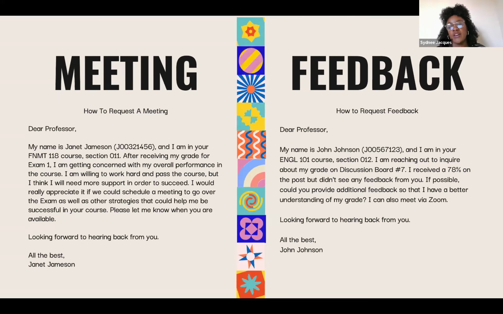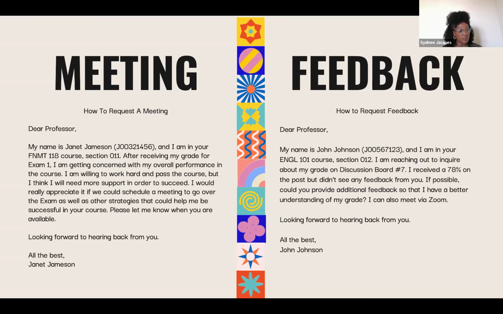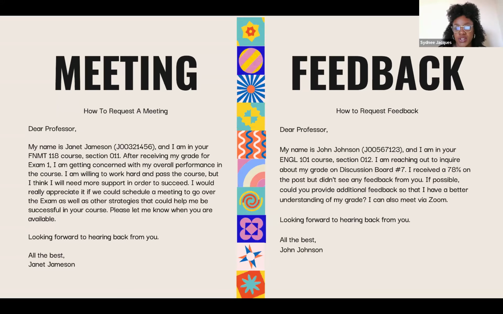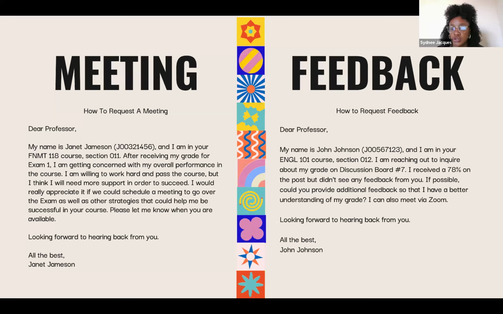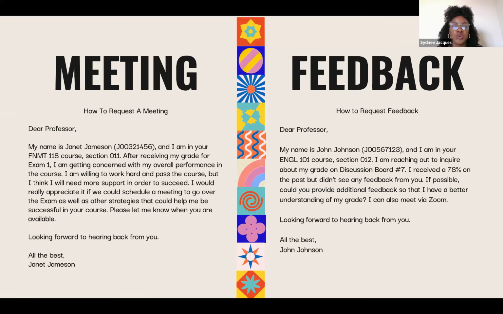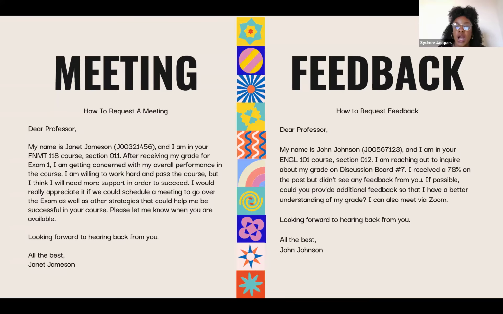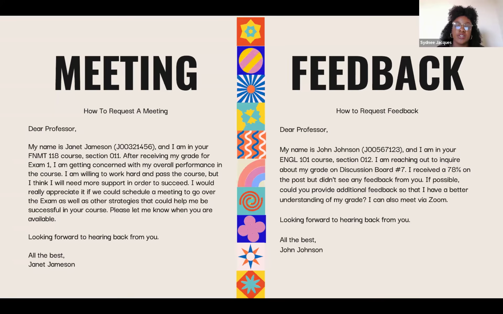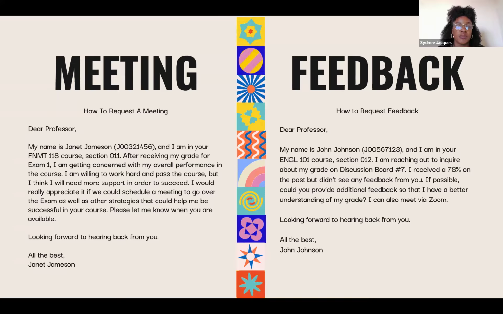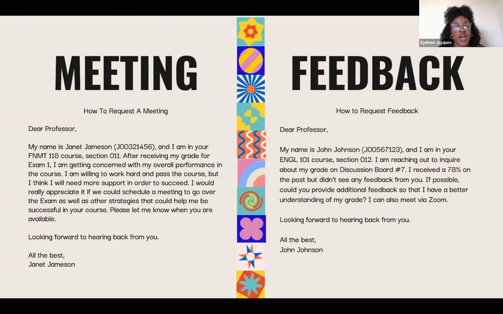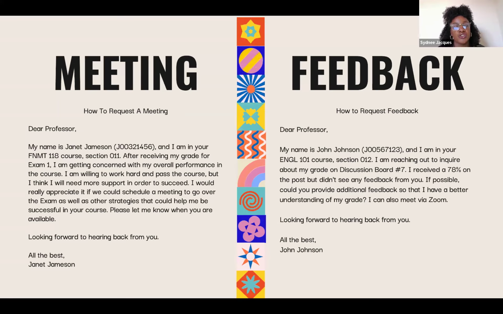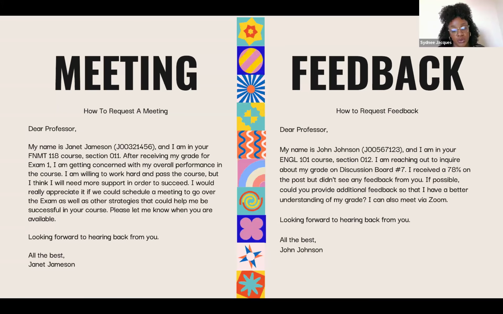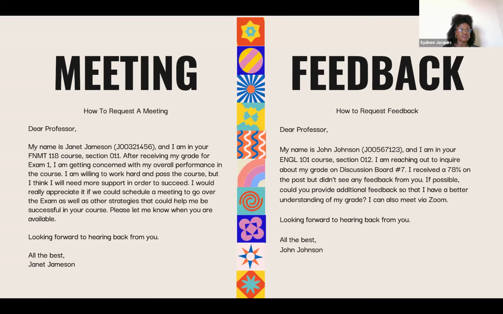Now, over on the right-hand side here, we have feedback, how to request feedback from your instructor. So in this example, we start off again, "Dear professor, my name is John Johnson." They include the J number, "and I am in your English 101 course, section 012. I am reaching out to inquire about my grade on discussion board number 7. I received a 78% on the post, but didn't see any feedback from you. If possible, could you provide additional feedback so that I have a better understanding of my grade? I can also meet via Zoom. Looking forward to hearing from you. All the best, John Johnson."